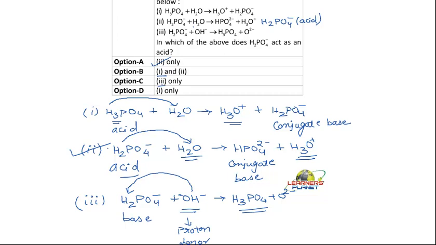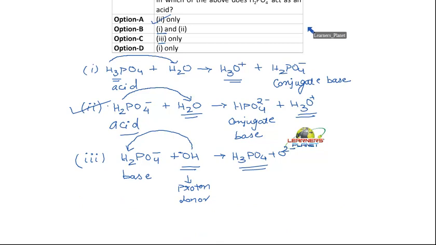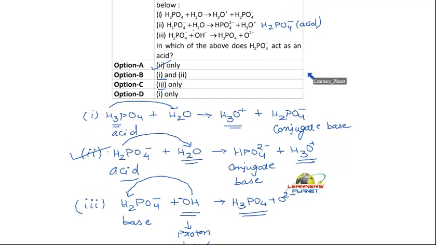And it is forming H3PO4, right? So students, there can be reactions where OH minus can act as a proton donor. I should put a minus sign over here, over the oxygen, right? So this is the answer to your question. It is the second only. In the second equation only, H2PO4 minus is acting as a proton donor, right?